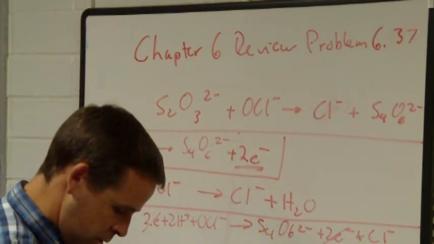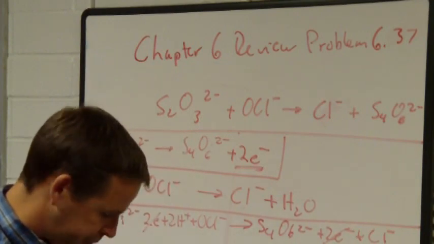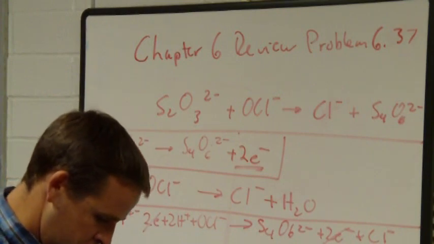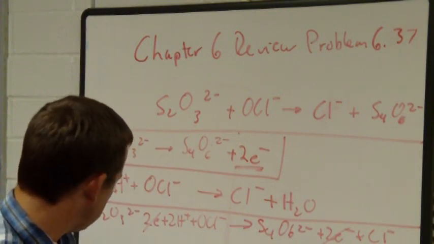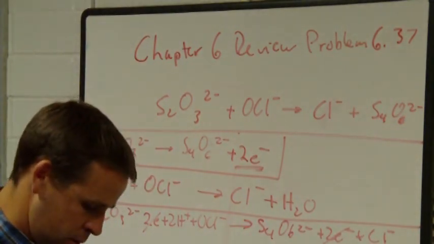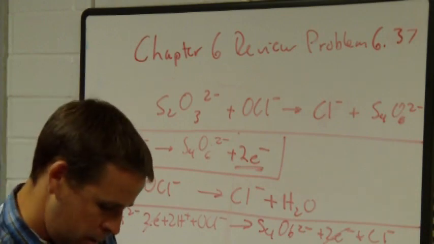Oh, this was a 637A. 637A, OCl minus, 2 protons, 2 S2O3 2 minus, S4O6 2 minus, chloride ion, and water. All right, good.